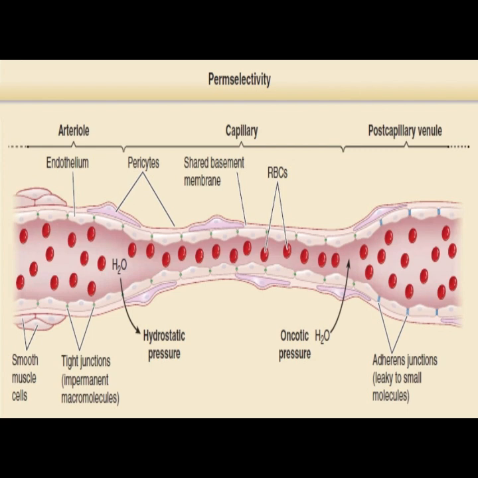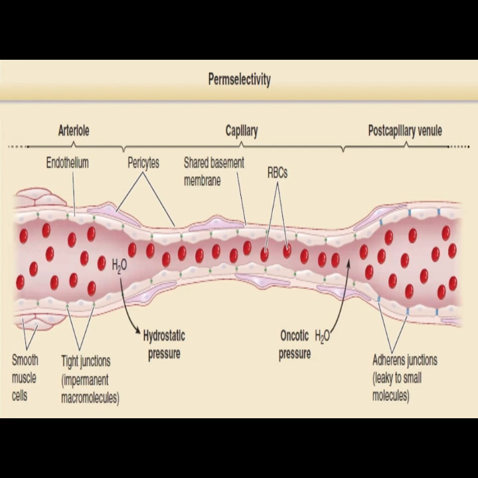This diagram shows how endothelial barriers regulate the passage of water and solutes across microvessels. Starting in the arteriole, the wall has smooth muscle cells for tone and tight junctions that restrict passage of large macromolecules. Hydrostatic pressure pushes water outward into tissues.